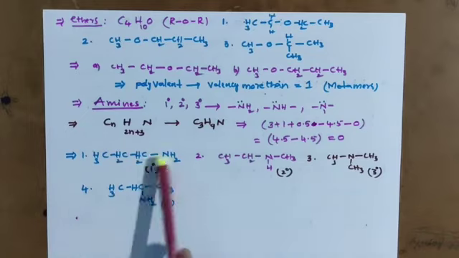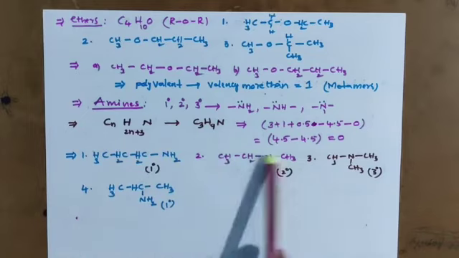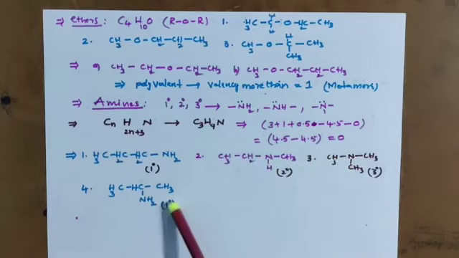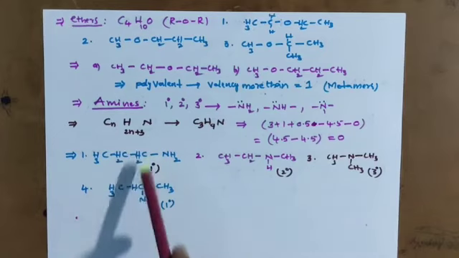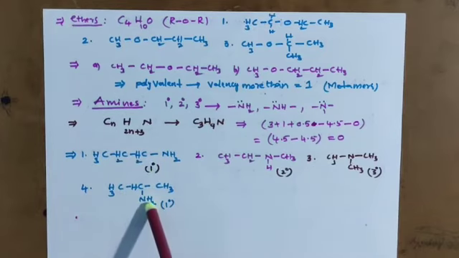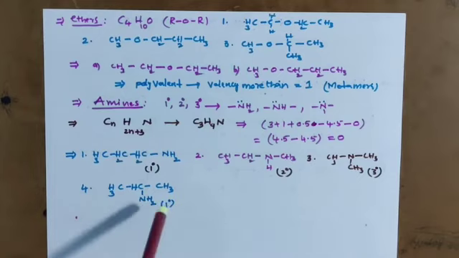Clear? And these 2 are functional group. This and this functional group. Clear? And these 2 are position isomers. Like this you have to analyze. So together we are getting all structural isomers.